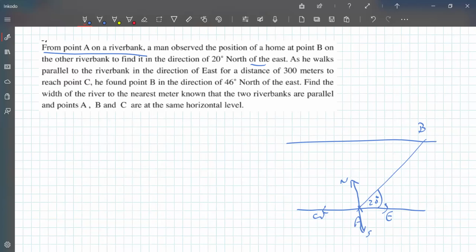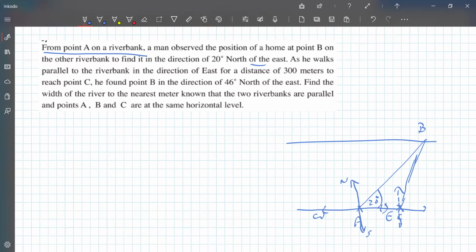As he walks parallel to the river bank in the direction of east for a distance of 300 meters to reach point C, he found point B in the direction of 46 degrees north of the east. At the new location, you must draw another set of directions, and the new location is the origin point with respect to these directions. Point B is a constant point, not in motion.